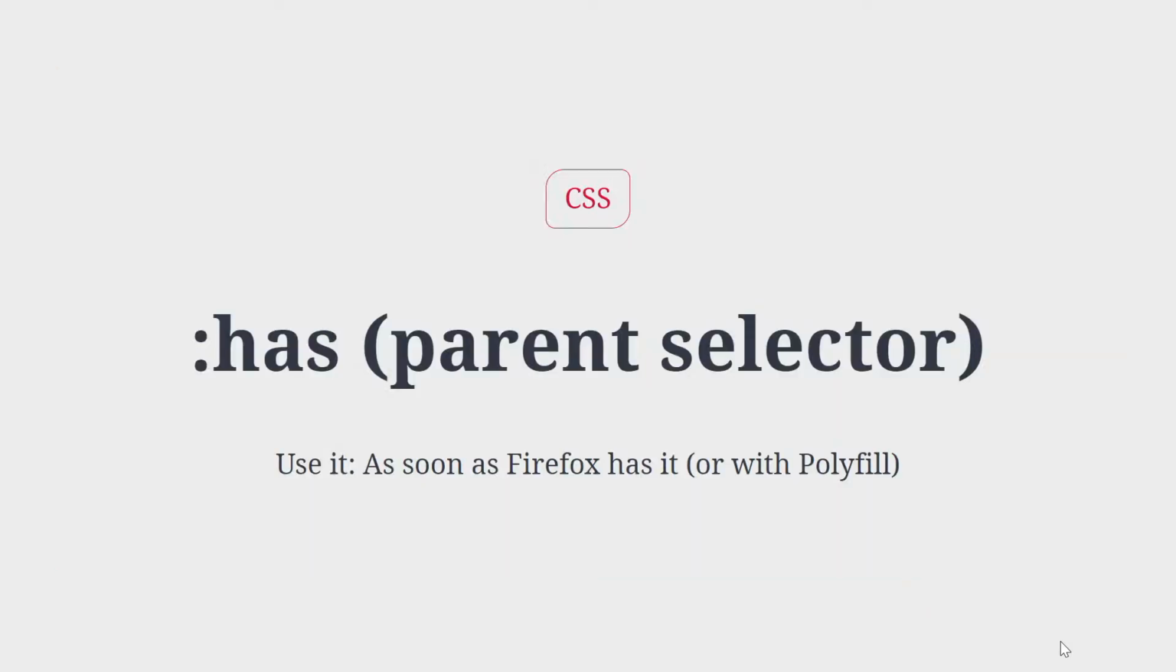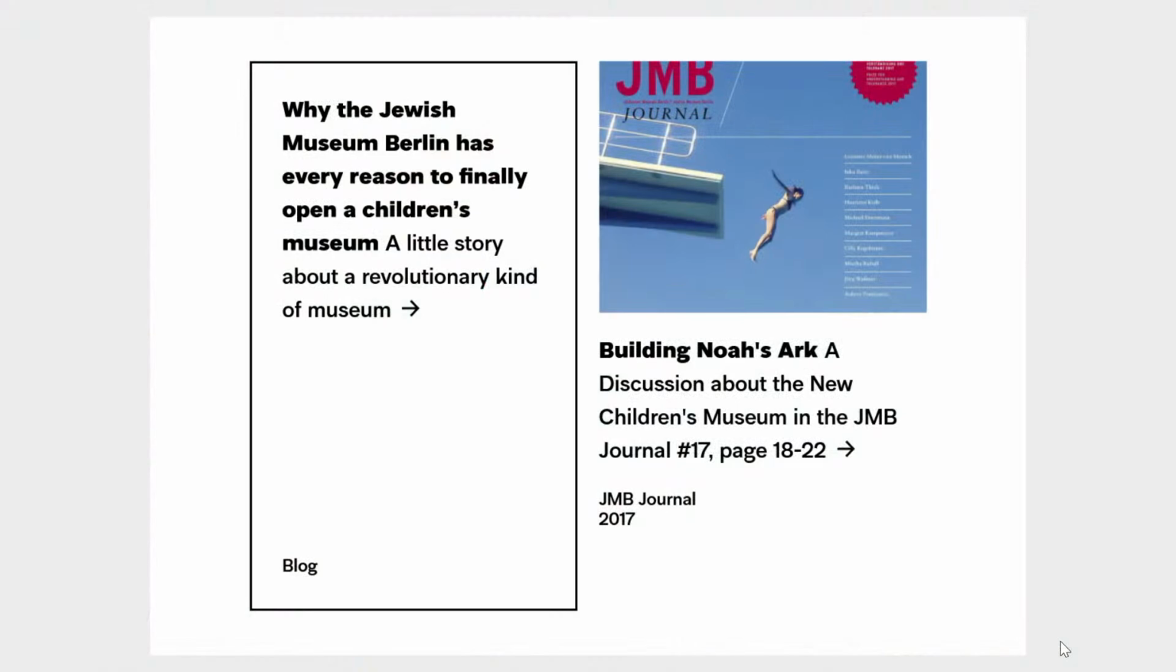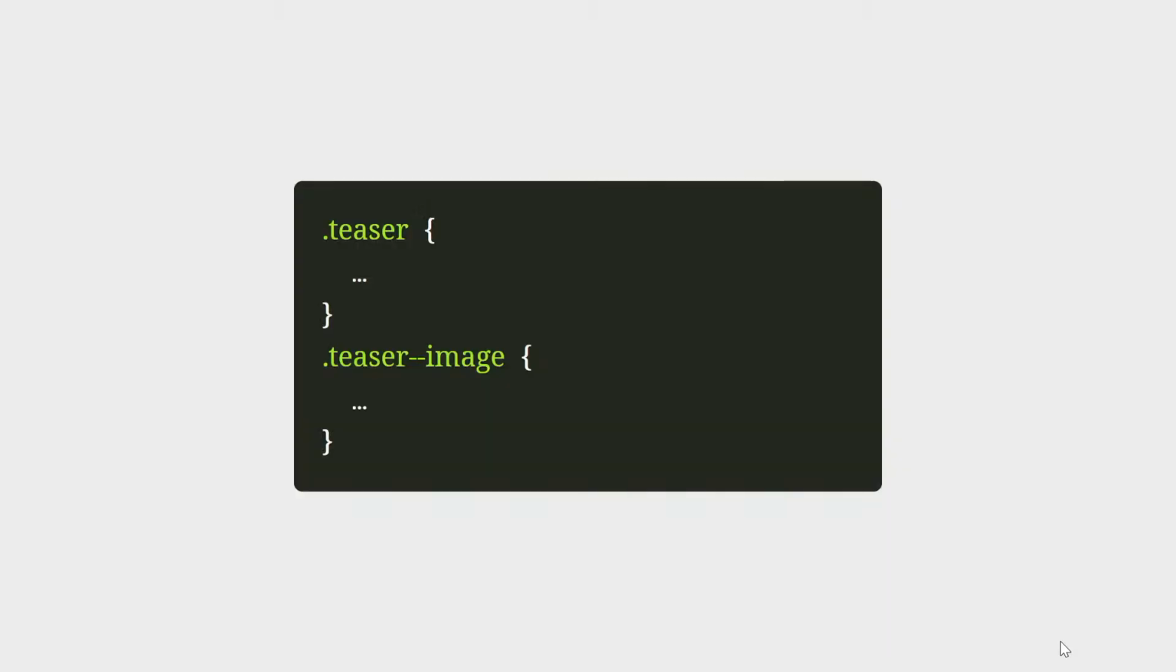Another one of those things that probably most front-end developers will have heard of is the parent selector. It will be usable as soon as Firefox decides to implement it, or there are polyfills for it. I haven't tested those. But we can use this as an example: we have a teaser, and we have a teaser with an image. And what you usually do is you have 2 classes for that, teaser and teaser image.